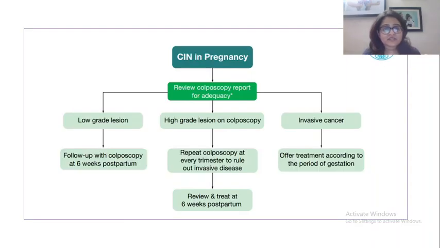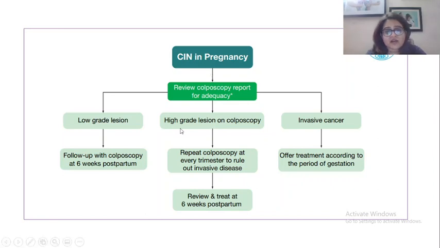And last but not least is CIN in pregnancy. Rare, but you may get a question on CIN in pregnancy. What do you do? If you get CIN in pregnancy and it is a low grade lesion, you will follow up with colposcopy at 6 weeks postpartum. So nothing doing, let her deliver, call her at 6 weeks and do a colposcopy.